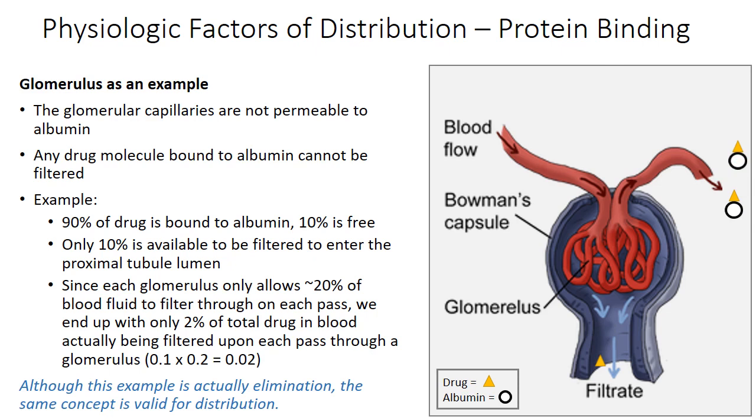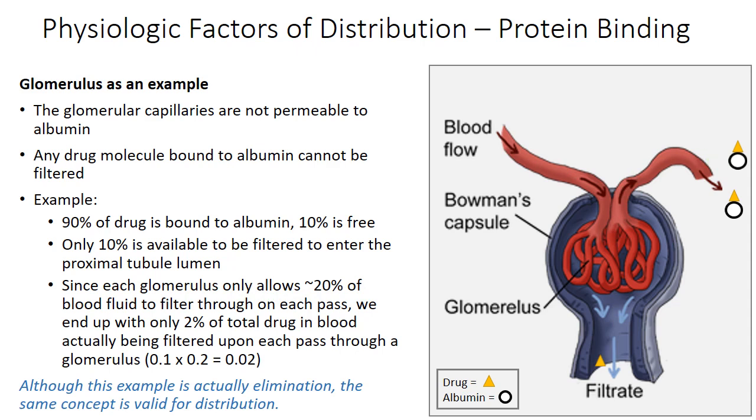Okay, so if we want to get to the numbers, we can see here, just an example, hypothetical, if 90% of a drug is bound to albumin and 10% is free, that means only 10% is available to be filtered to enter the proximal tubule, through the glomerulus. This is something I don't expect you to memorize, but it is accurate that each glomerulus only allows about 20% of blood fluid to filter. So every time the plasma passes through, only about 20% of it is filtered each time. The rest of it continues through.